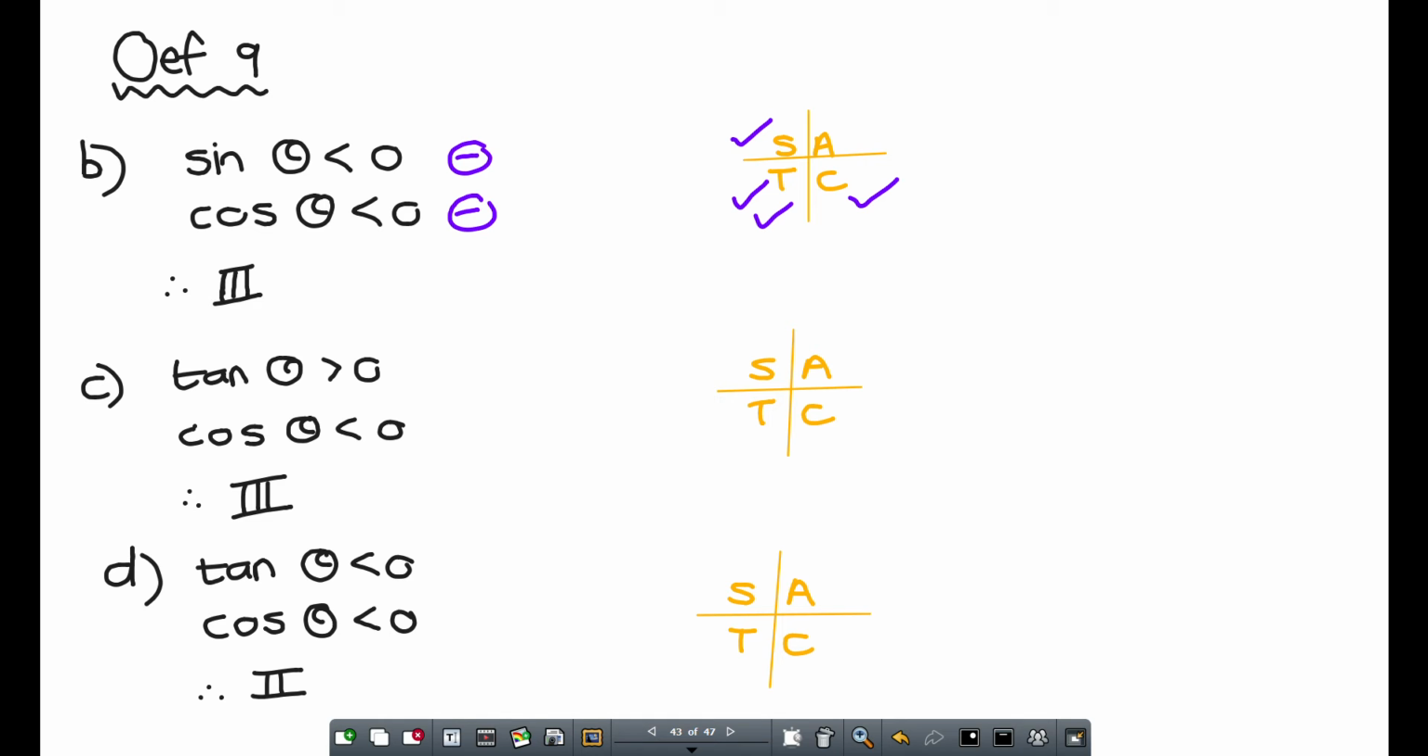Okay, by C sê hulle vir my tan theta moet groter wees as 0. Met ander woorde, tan is positief. En waar gebeur dit? In the first and the third. Nee. Okay. Cos theta is kleiner as 0. Met ander woorde, that will be negative. And where's cos negative? That would be in the second and the third quadrant.